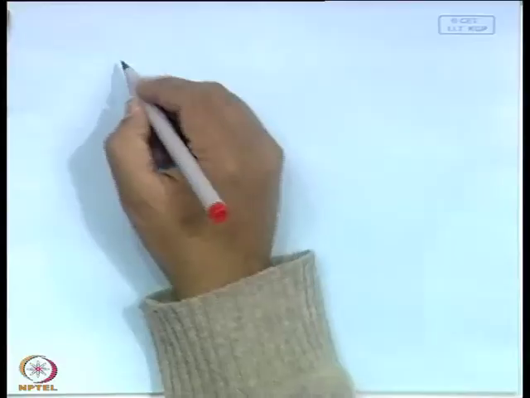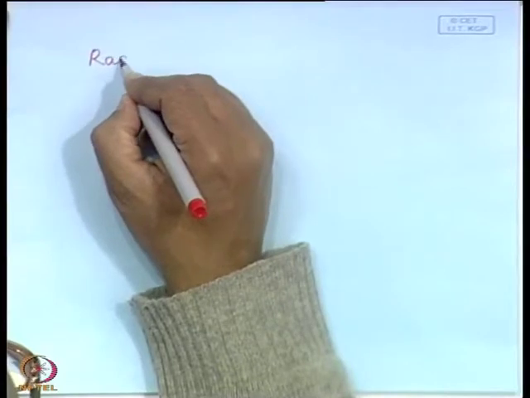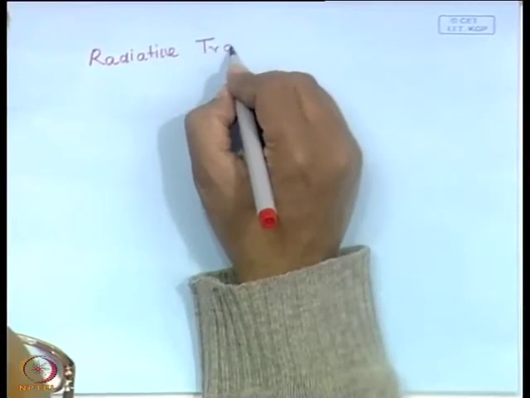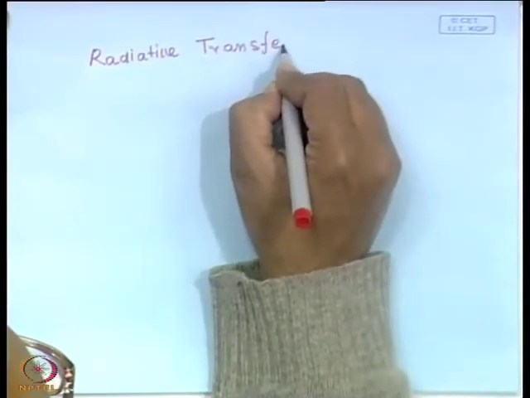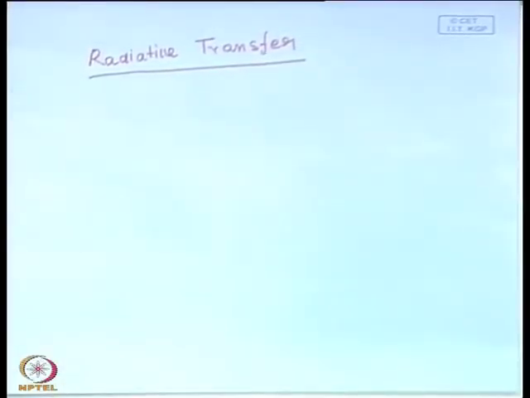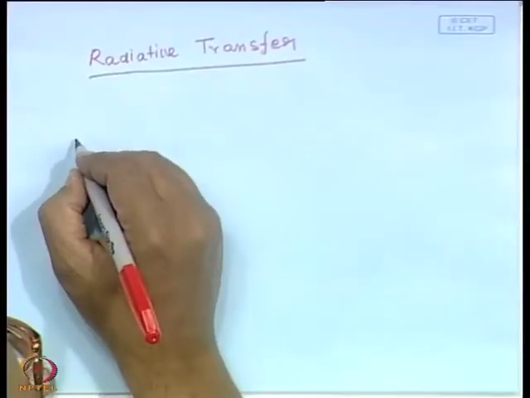So, now we are in a position to combine both of these and write down the radiative transfer equation, which tells us what happens to the radiation as it propagates through a medium. Okay. So, let us write down the radiative transfer equation now. So, this is called the transfer of energy through radiation, radiative transfer, which is very important in astrophysics.